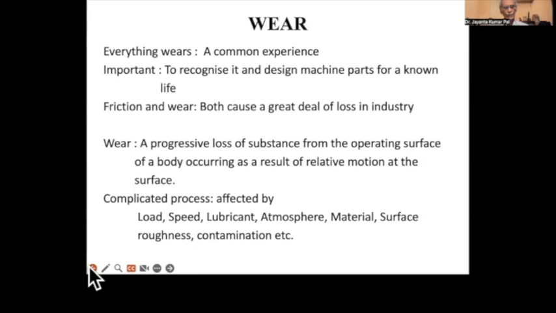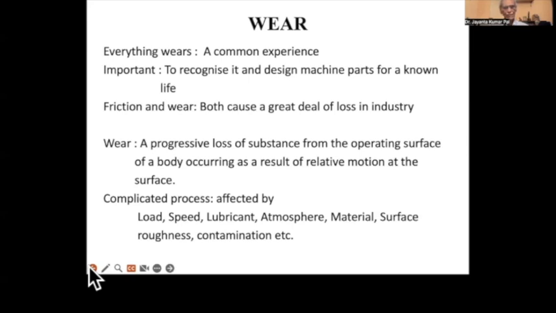So if we want to give a definition for wear, we say that it's a progressive loss of substance or material from the operating surface of a body occurring as a result of relative motion at the surface. This means that we are sliding two components together, one against another, and at the interface, there will be loss of material due to rubbing. And this is what wear is. So relative motion is a very important phrase in this definition.